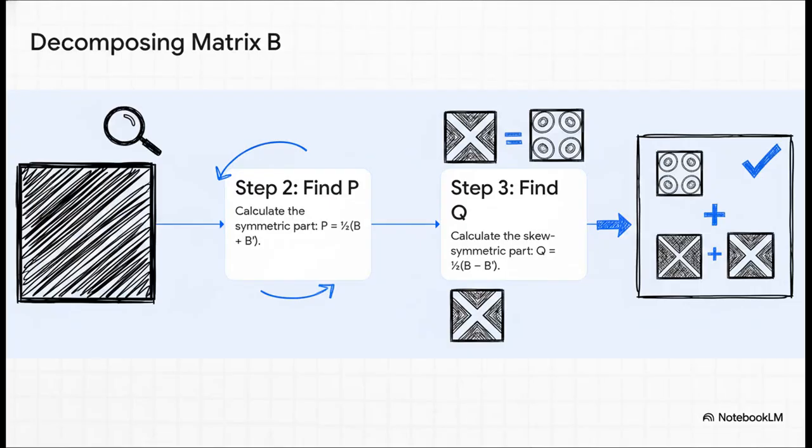Perfect. Let's actually put this to the test with an example. So we grab some matrix, we'll call it B. We run it through the first part of the formula to get its symmetric part, which we'll call P. Then we do the other half of the formula to get its skew symmetric part, Q. And you guessed it, when you add P plus Q, you get B right back. It's like taking apart a machine into its two core components and then putting it back together perfectly.